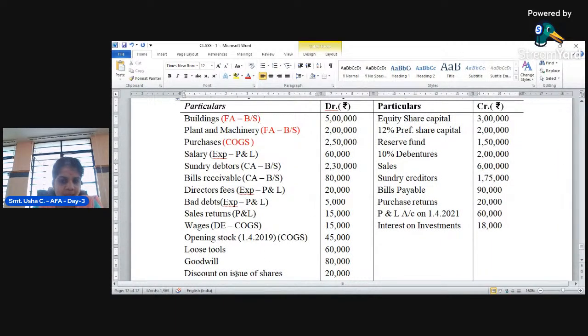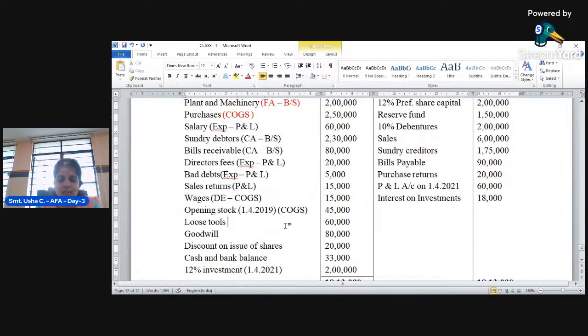Next, opening stock. It is also an item of cost of goods sold. Next, loose tools. What about this loose tools? Loose tools are considered as current assets and it will be taken in the balance sheet. Next is goodwill. Goodwill is a fixed asset, an intangible fixed asset, and it will be taken under balance sheet.